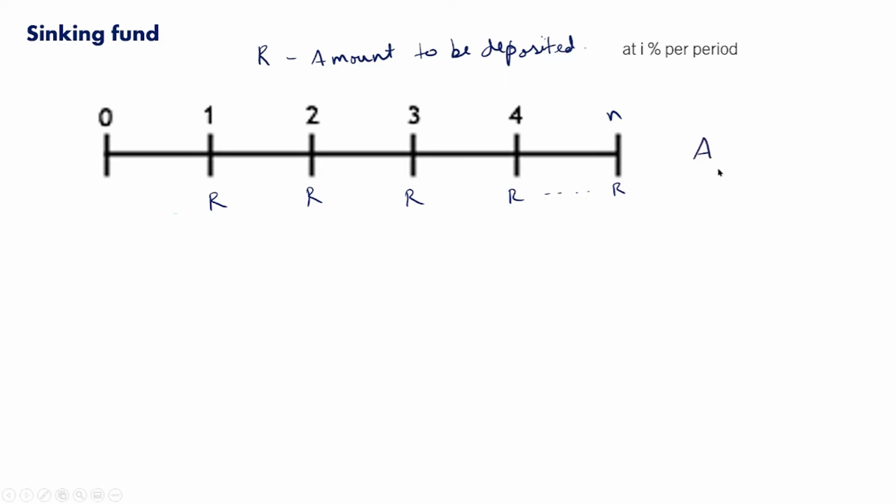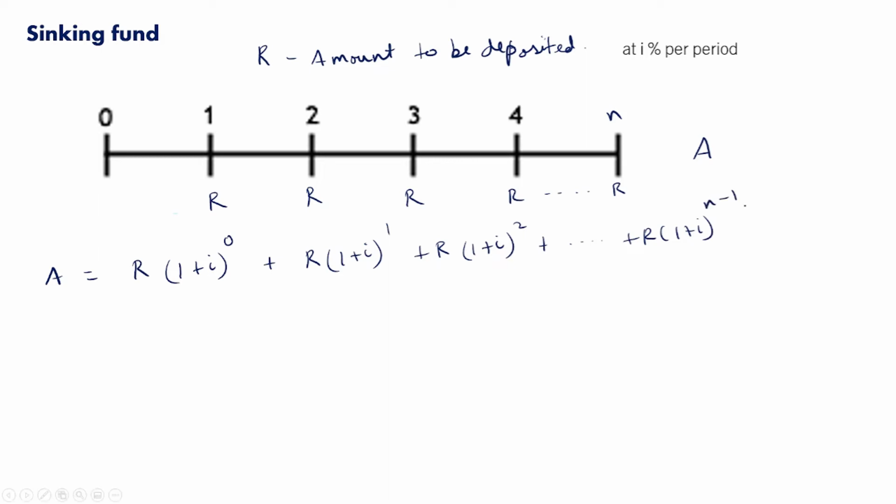And now the future value of all these amounts to be deposited will add up to the accumulated amount A. So we have A is equal to R into (1 plus i), where i is the rate per period, the whole raised to 0, plus R into (1 plus i) raised to 1, plus R into (1 plus i) the whole square, plus up to R into (1 plus i) raised to n minus 1. So again, as we just saw, it is a geometric series. Here the first term is R and the common ratio is 1 plus i.